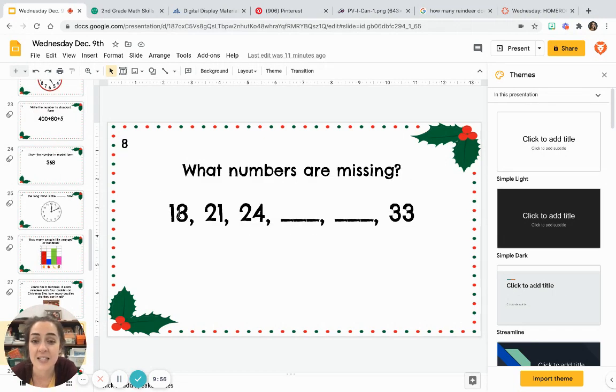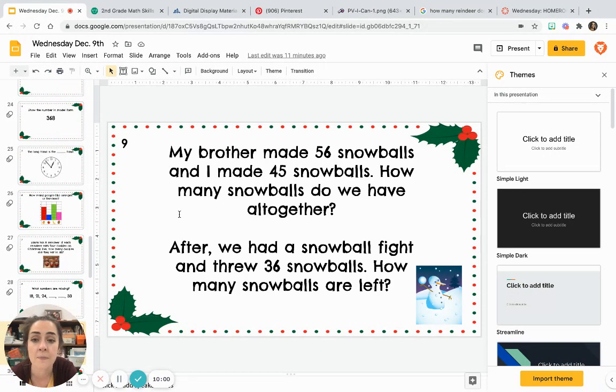Then you have to fill out the missing numbers, 18, 21, 24. There's 2 missing numbers. Then another story problem, it's 2 parts. So you're going to need to solve the top part first to be able to solve the bottom part. So it says, my brother made 56 snowballs and I made 45 snowballs. Whoa. How many snowballs did we have all together? After we had a snowball fight and threw 36 snowballs, how many snowballs are left?